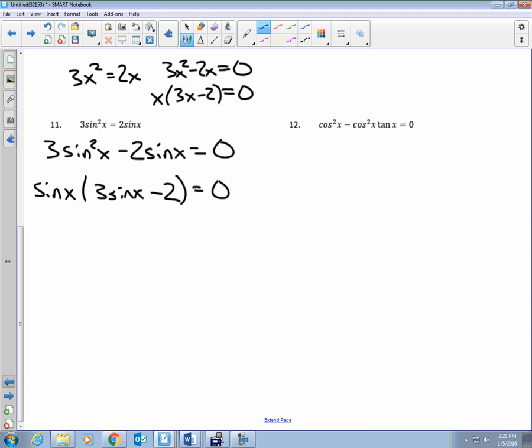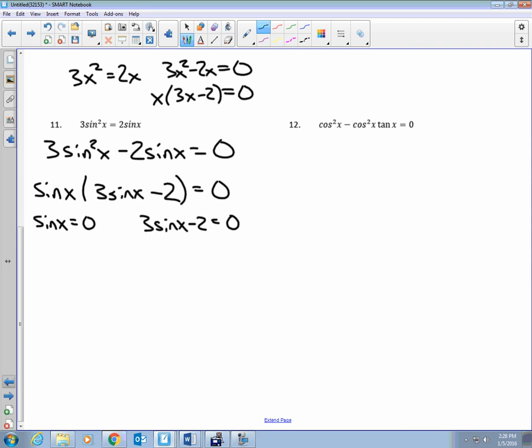Now I will solve both of these equal to 0. I now have two equations I'm going to solve. Sine of x equals 0 and 3 sine of x minus 2 is equal to 0. This one's easy.